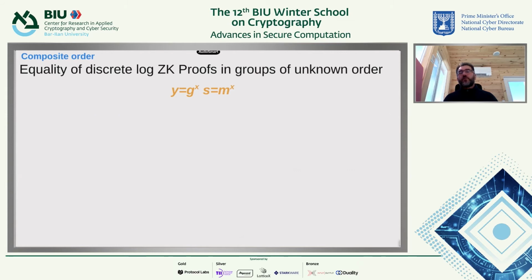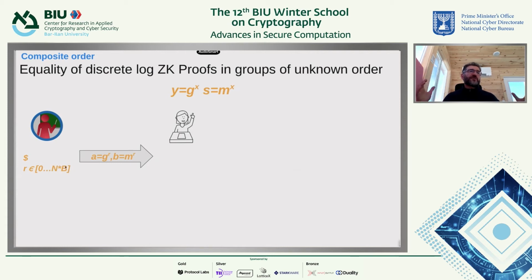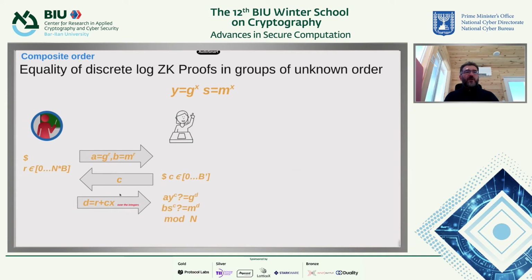How do you do this with unknown order? For the first one, instead of choosing r, remember, you don't know the order of the group. So you're going to choose r in a pretty large set. And the challenge is going to be in an integer set as big as your security parameter requires, because this is where your soundness level is decided.